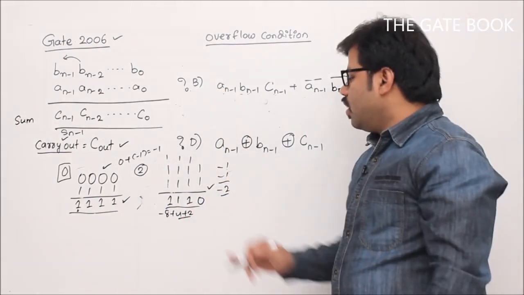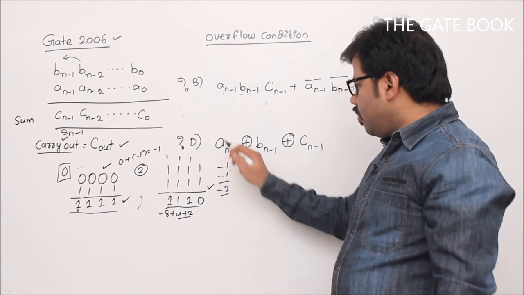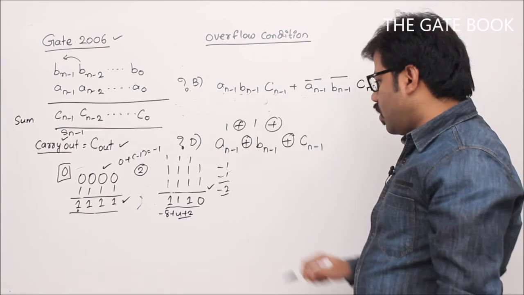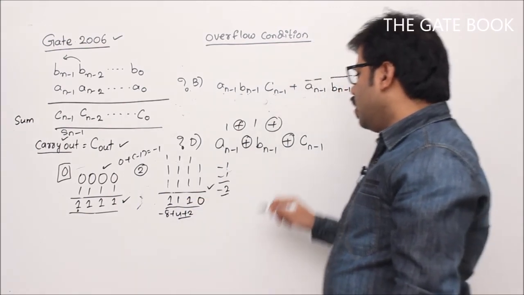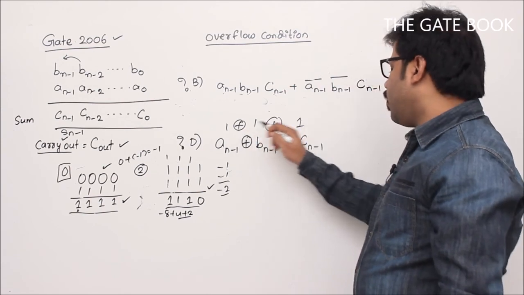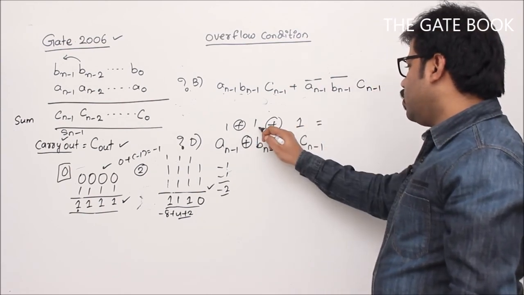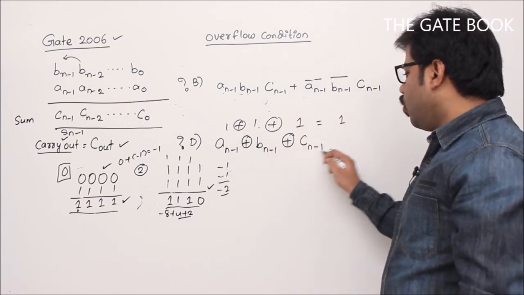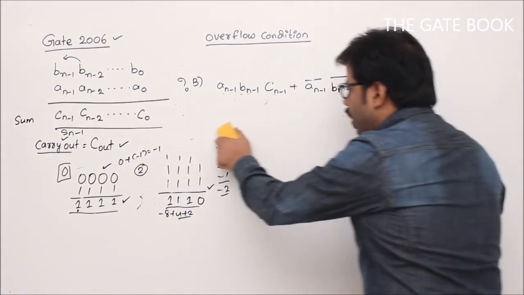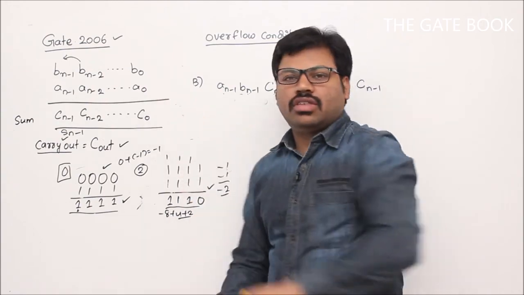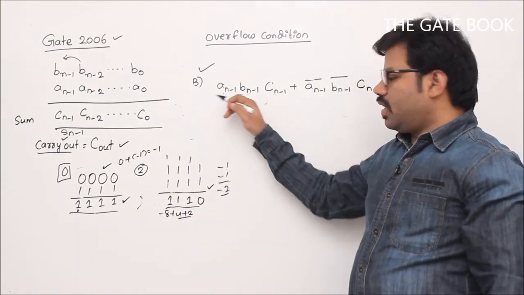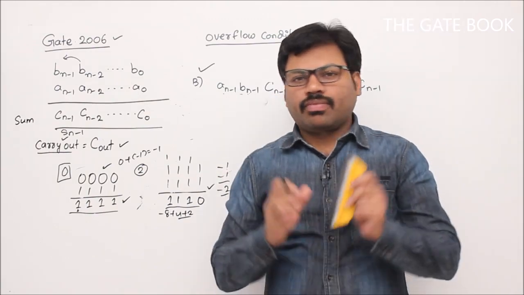Now come here. Again, what is An minus 1? 1 XR Bn minus 1, 1 XR Cn minus 1. What is Cn minus 1? Here 1, right? Yes, we have seen. 1 XR 1 XR 1. 1 XR 1 is 0, 0 XR 1 is 1. So it is detecting the overflow when there is no overflow. So this is also a wrong option. Finally we eliminated 3 options. Then this will be the correct answer. Okay, so in that way I can say that this is representing the overflow condition.